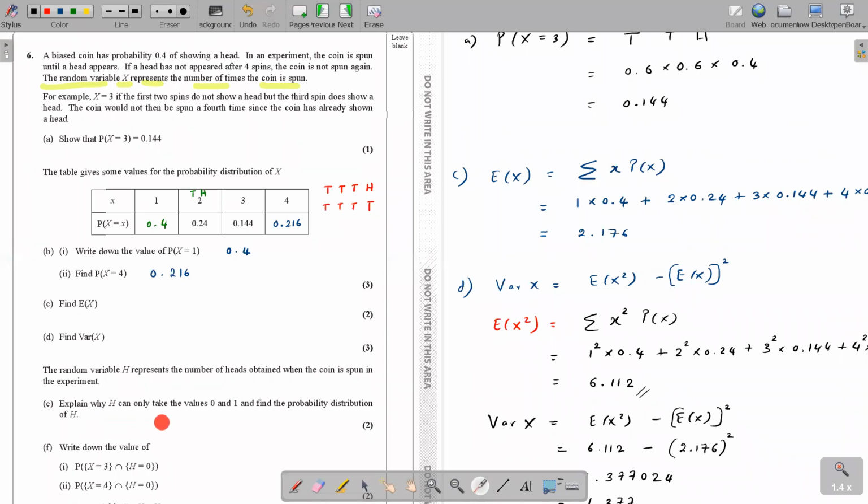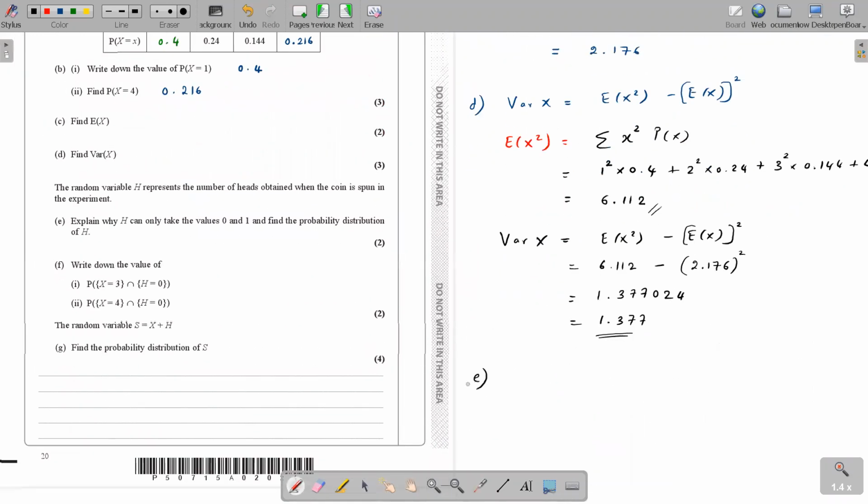Explain why h can only take values 0 and 1 and find the probability distribution of h. Why can h take only values 0 and 1? Explain that. Now, what does h mean? H means the number of heads you get in this experiment. Exactly right. In this experiment, the moment you get a head, you stop. So the maximum number of heads you get is 1. The biggest value you get for h is 1. So is h equal 1 the only value that you can get? Very good. You can get 0 also.